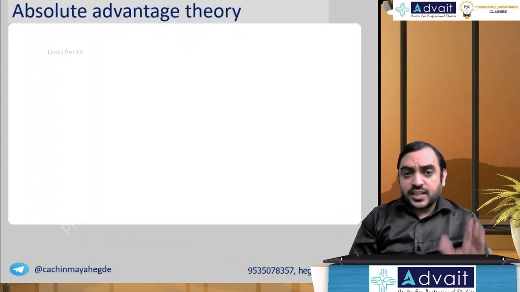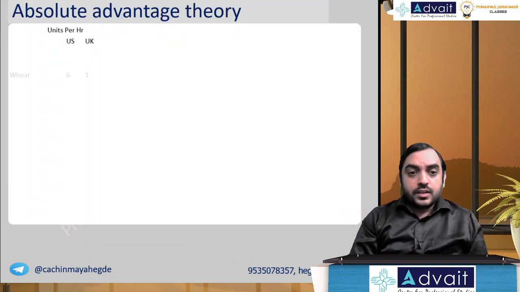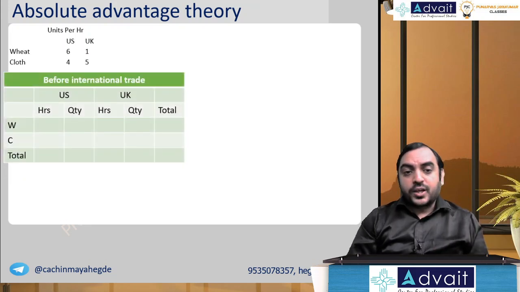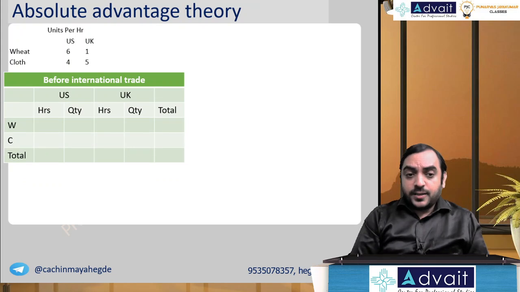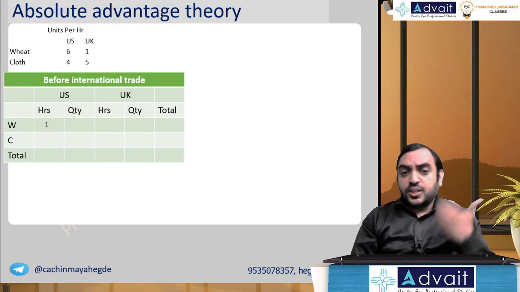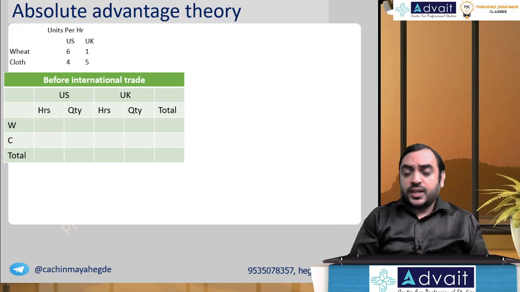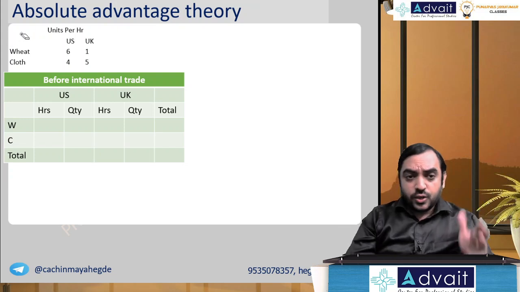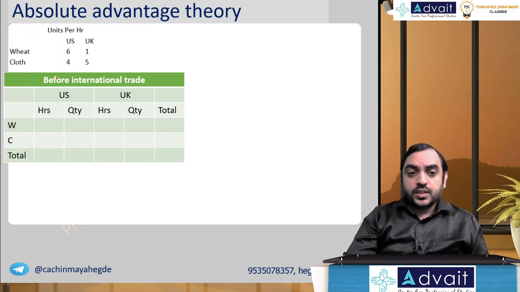Okay, absolute advantage. Let me show you the thing. This is what the data question says. I have repeated. Before international trade, what was the position of US and UK? After trade, what is the position of US and UK? Let us write it down. This first table you don't have to write down. It's part of the question. Only the second table you write down.